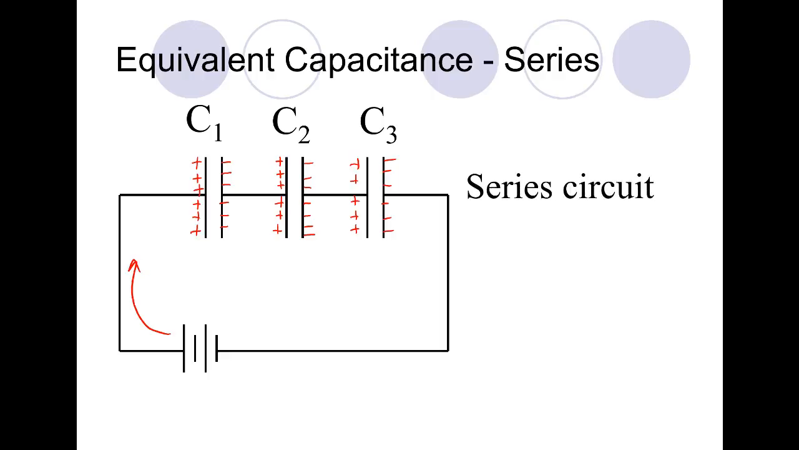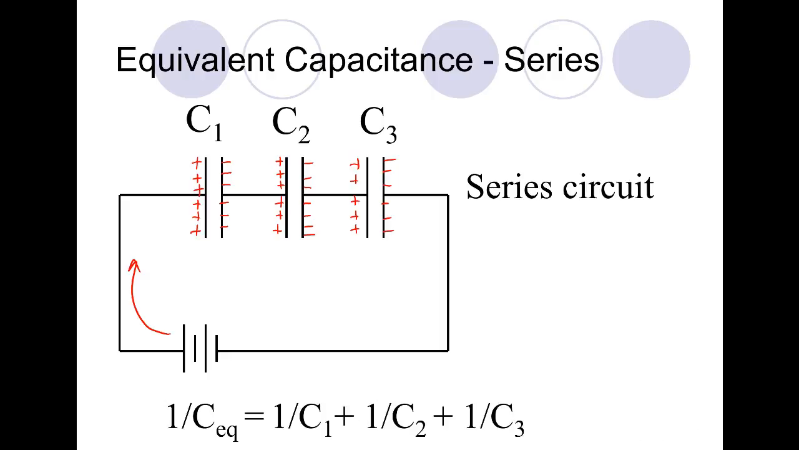So in a series circuit like this, basically we have the equation that 1 over the equivalent capacitance is equal to 1 over C1 plus 1 over C2 plus 1 over C3. So the question is, where does this come from?